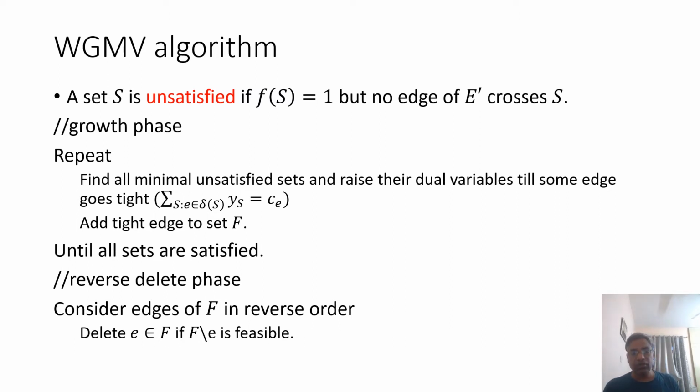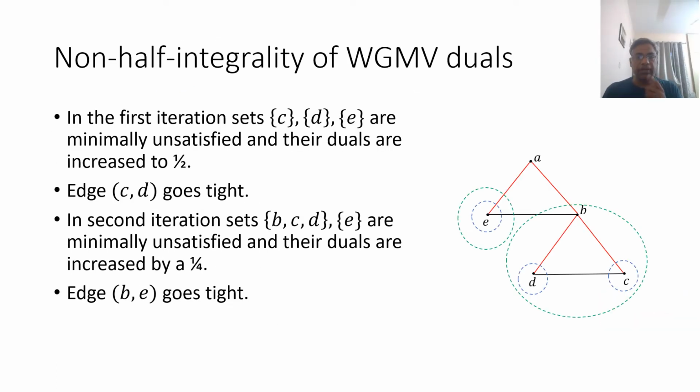This phase is called the growth phase of the algorithm because you're growing these dual variables, and then you have a reverse delete phase in which you consider edges in the reverse order in which they were picked, and then you drop an edge if it's not needed to ensure feasibility. So that's the WGMV algorithm in a nutshell, and let's quickly run it for a small example to understand what the issues are. So this is the example.